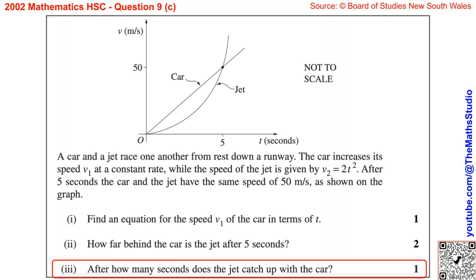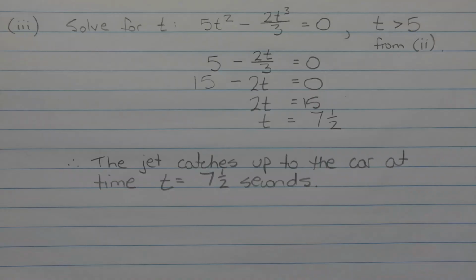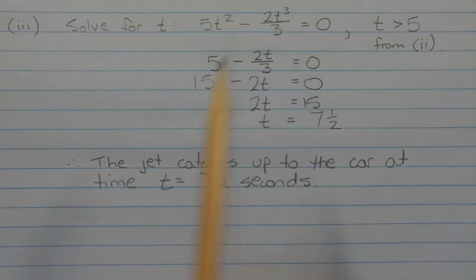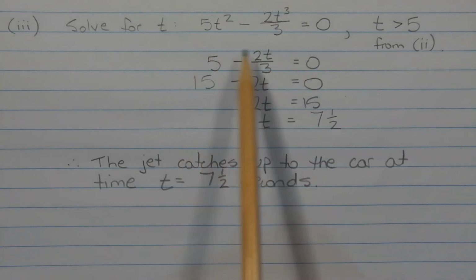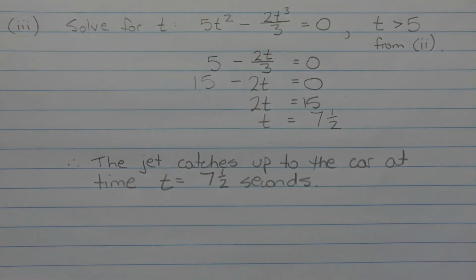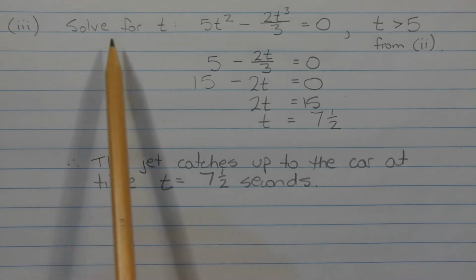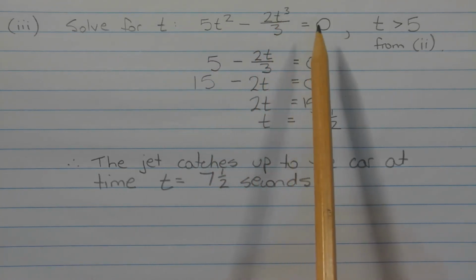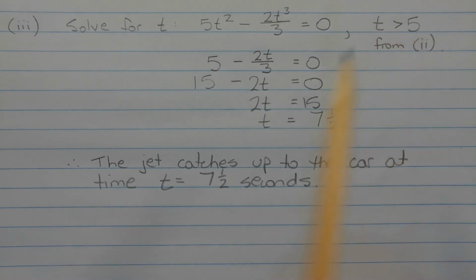Part 3. After how many seconds does the jet catch up with the car? From part 2, the expression that represents the distance between the car and the jet at time t seconds is 5t squared minus 2t cubed over 3. Now we want the value of this expression to equal 0. At that point in time, the jet has caught up to the car. So we want to solve for t the equation 5t squared minus 2t cubed over 3 equals 0 for values of t greater than 5.